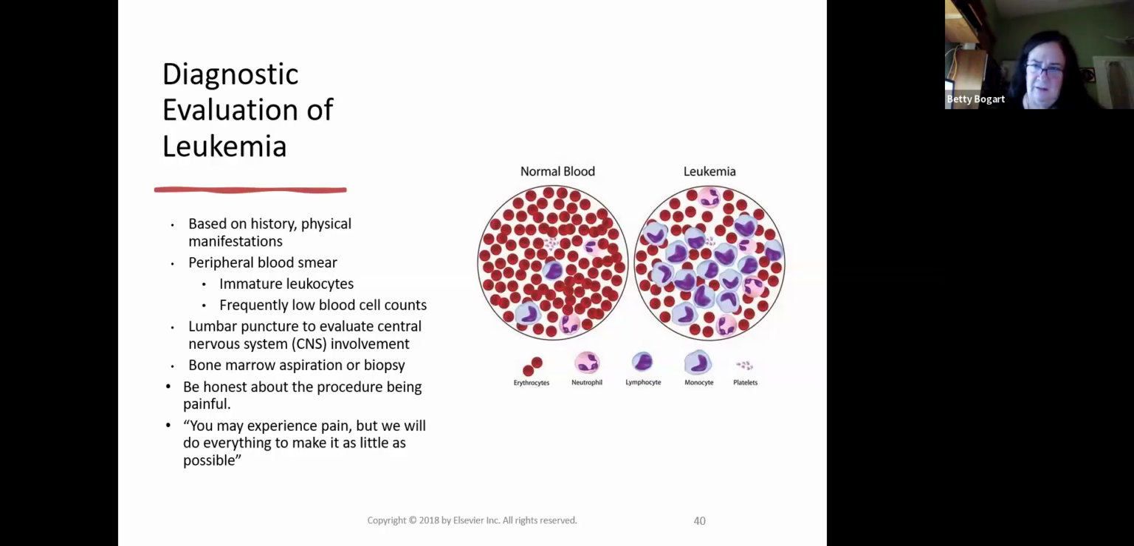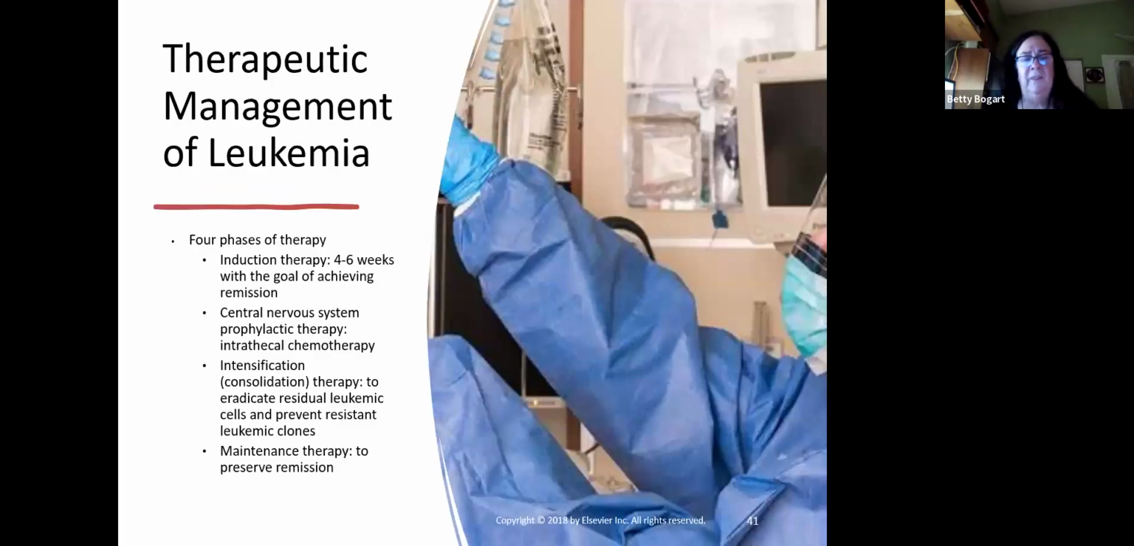Her white blood cell count on arrival to the ER was 0.1. It should be 7, 8, 10, somewhere around there, right? But it wasn't. So they looked at the CBC, and then she was admitted, of course. They did a lumbar puncture because they want to make sure: is the central nervous system involved with cancer? Is it not? We've got to take care of that too. And again, bone marrow is going to be done. Be honest with your kid, it's going to hurt.